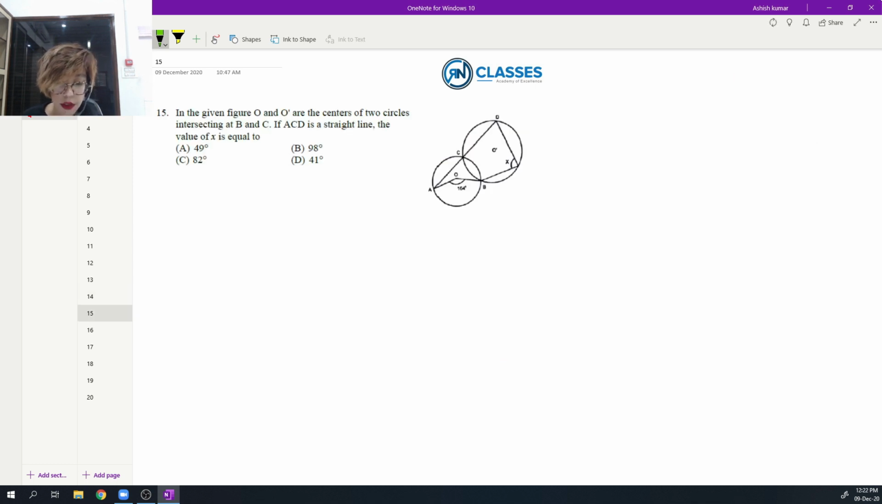Right? Okay. Now 15th. 15th again an easy question, but okay. Now O and O dash are centers intersecting at B and C. If ACD is a straight line, the value of x is. Alright. अब x यहाँ पे involve हो रहा है, right? अब angle मुझे यहाँ पे पता है. Two circles are intersecting. I need to go from one circle to another circle. Obviously, I can go using the common chord. So join B and C.